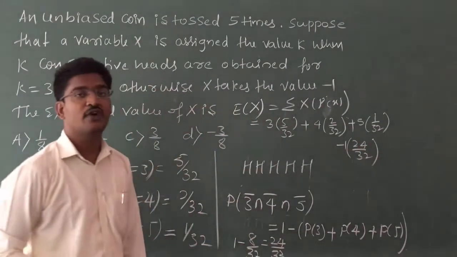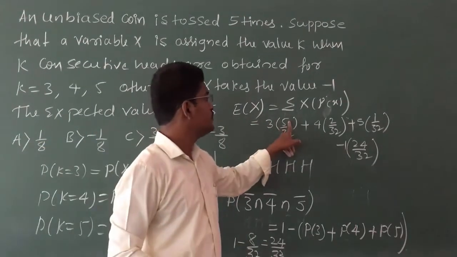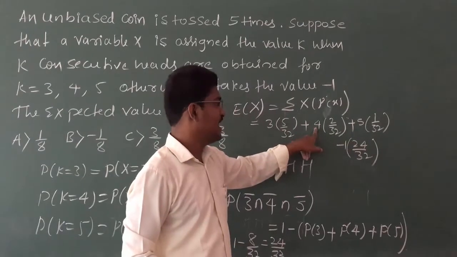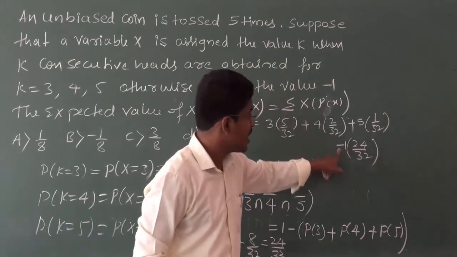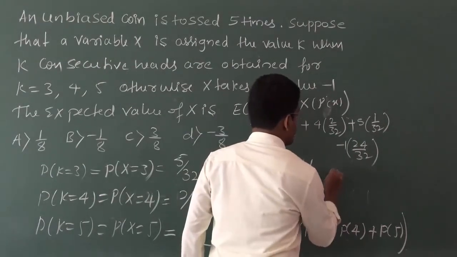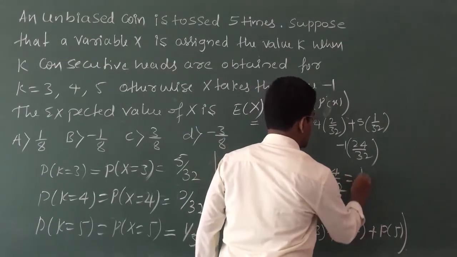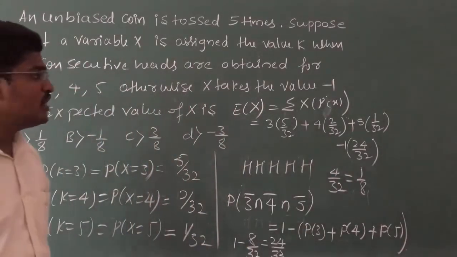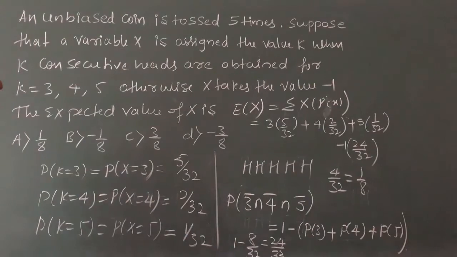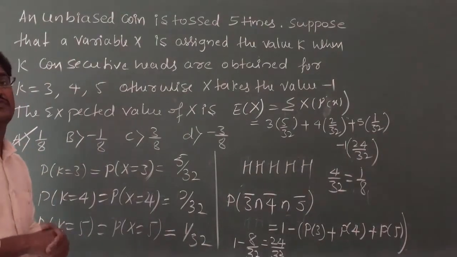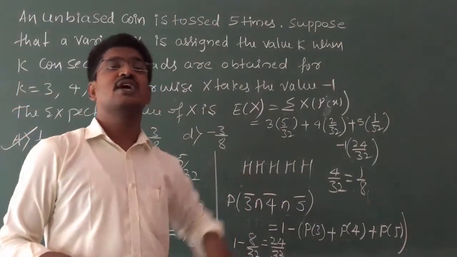This you have to simplify. Clear? So 3 into 5 is 15, 15 plus 8 is 23... 15 plus 5, 20, 20 plus 8, 28, 28 minus 24. 28 minus 24 is 4 by 32, that is 1 by 8. So your answer will be option A. Clear, students? So, a very beautiful problem that you have to understand first. If you understand, then you can simplify.